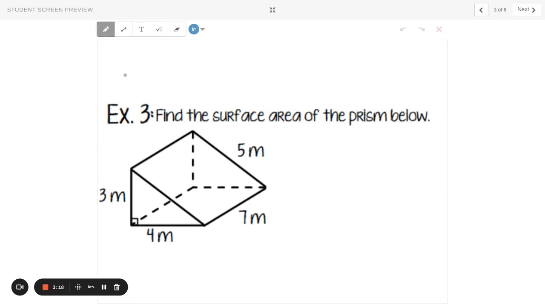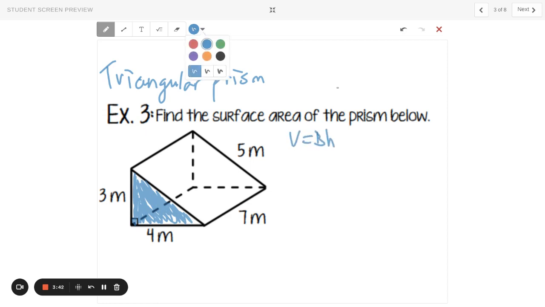Okay, now this is called a triangular prism. It means the base is in the shape of a triangle. That's why it's important to understand what the name is and what the name represents, because it changes some stuff. So your volume formula is still V is equal to big B times H, but your big B changes because the base is now in the shape of a triangle. The way that you find the area of a triangle is base times height divided by 2.